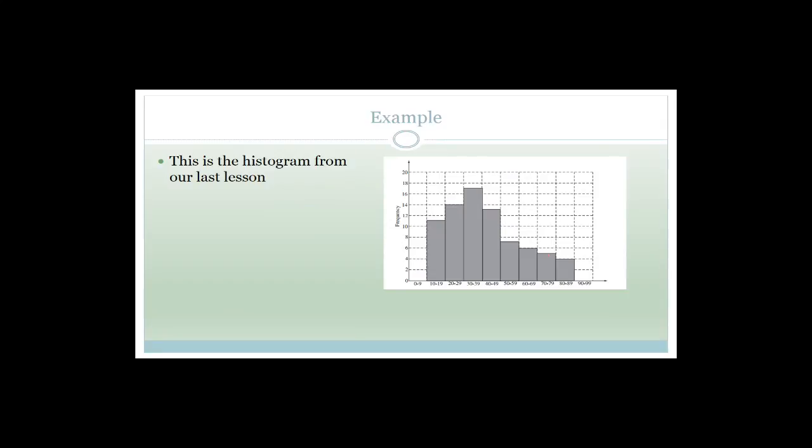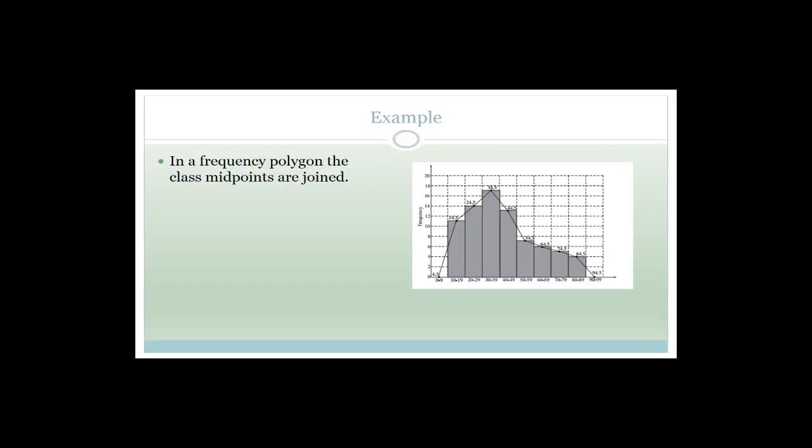So an example is the histogram that was developed from the last lesson. Okay, they've obviously got a much prettier one than I have. So now, if we had to make the frequency polygon, we take the middle of each bar. From 0 to 9 is 4.5 and 0. From 10 to 19, the middle is 14.5, and this happens to be 11, I think. 24.5 and 14, 34.5 and 17, etc. So that is your frequency polygon.